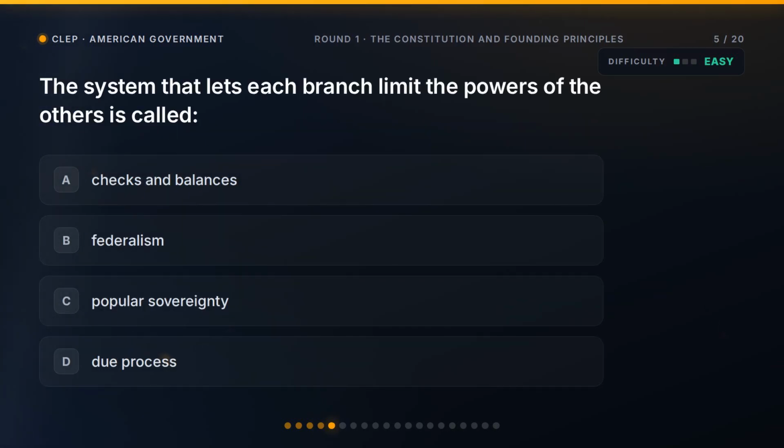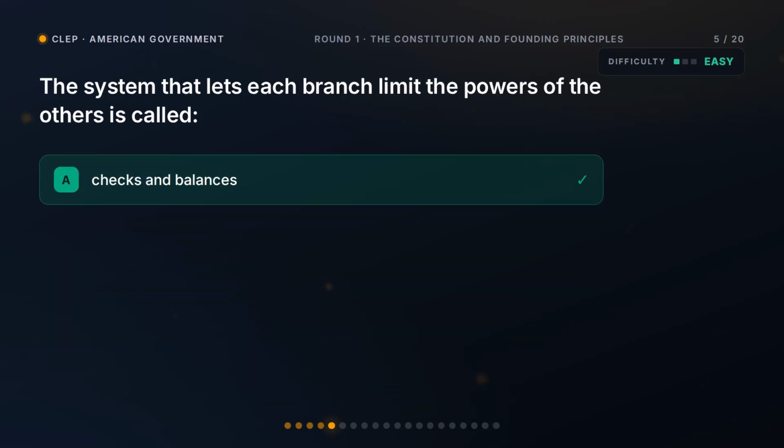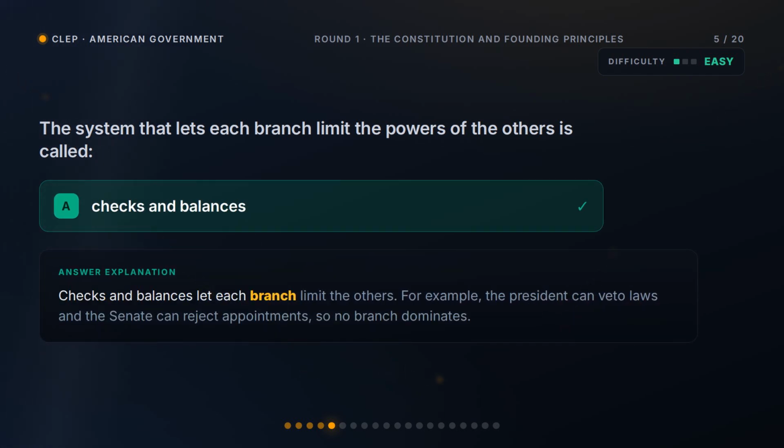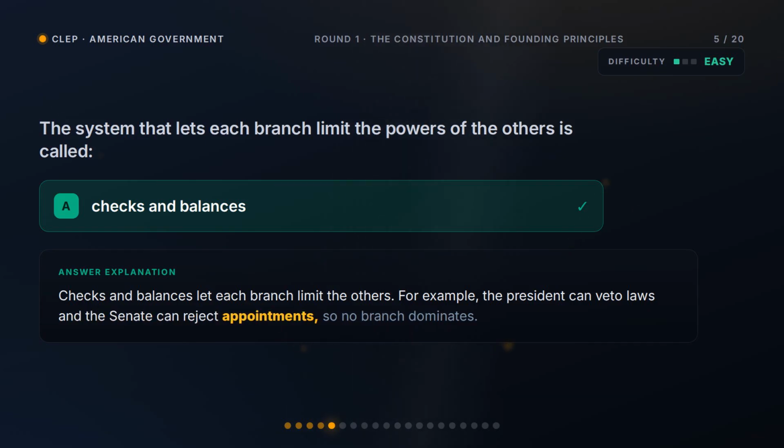Question 5. The system that lets each branch limit the powers of the others is called A. Checks and balances. B. Federalism. C. Popular sovereignty. D. Due process. The answer is A. Checks and balances. Checks and balances let each branch limit the others. For example, the president can veto laws, and the Senate can reject appointments, so no branch dominates.